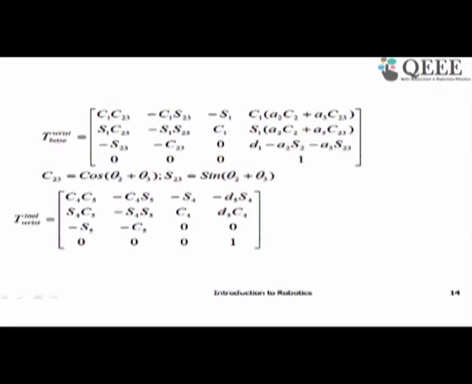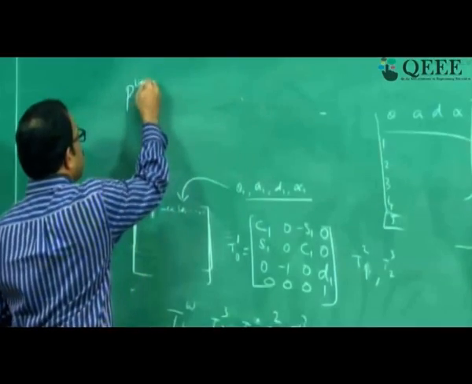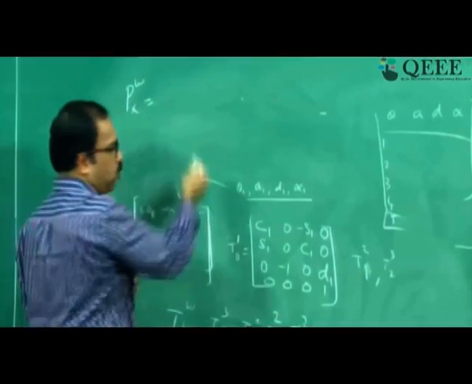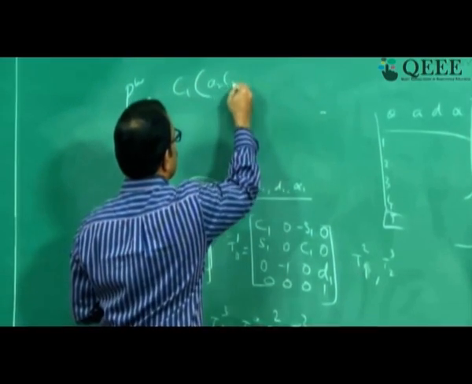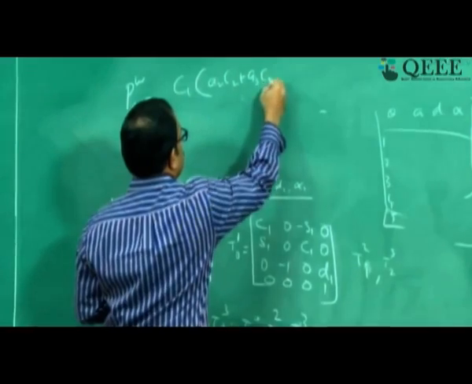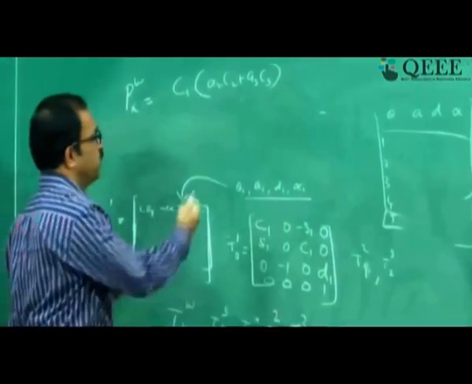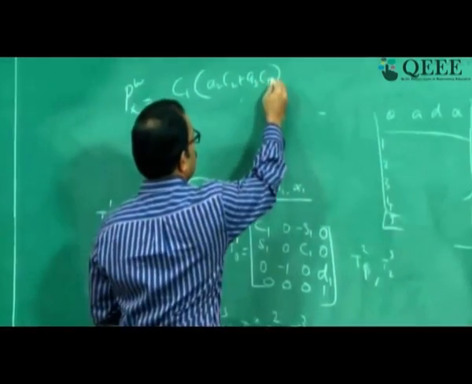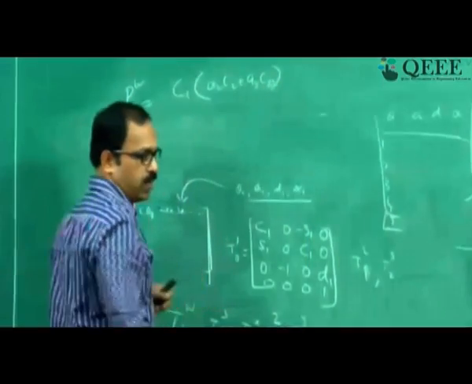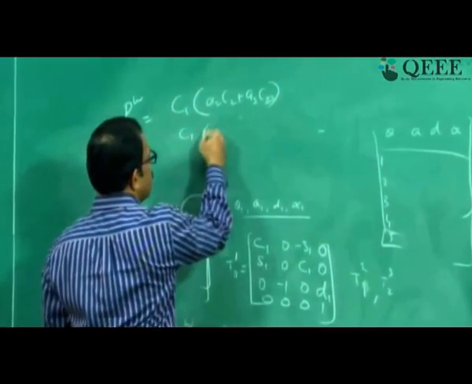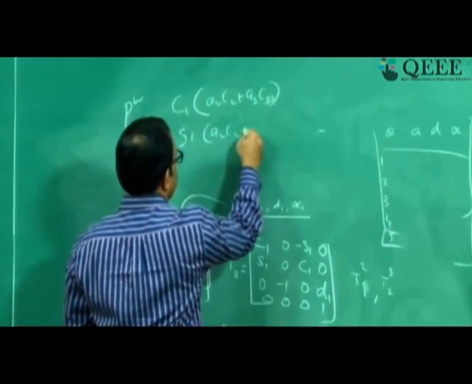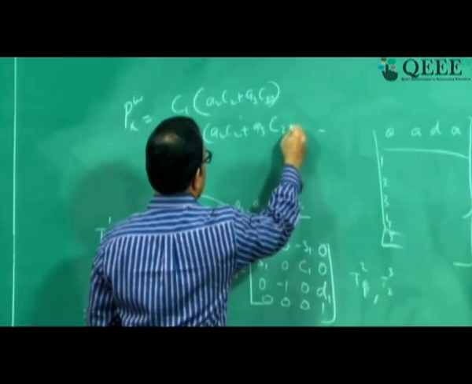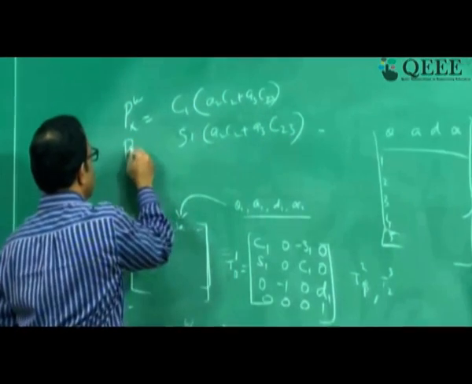So you can see the position elements of the wrist. If you want to find out the position of the wrist, P wrist x will be cos theta 1 times (A2 C2 plus A3 C23). C23 means theta 2 plus theta 3. Similarly, Py will be S1 times (A2 C2 plus A3 C23). So that is going to be the wrist position Y.